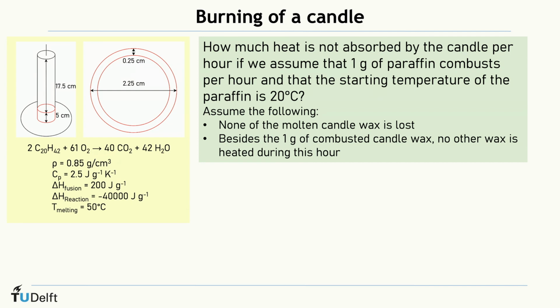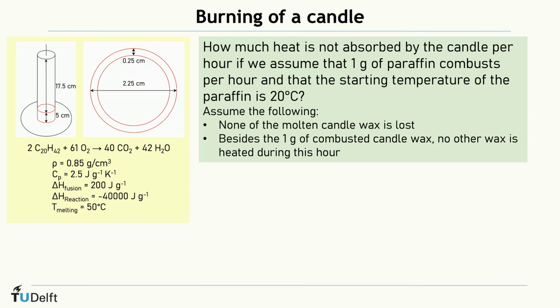How much heat is not absorbed by the candle per hour if we assume that 1 gram of paraffin combusts per hour and that the starting temperature of the paraffin is 20 degrees Celsius? Two assumptions are given in this question. First, none of the molten candle is lost. And second, besides the 1 gram of combusted candle wax, no other wax is heated during this hour.